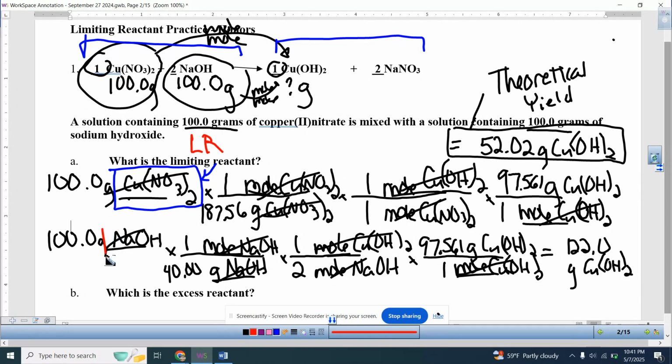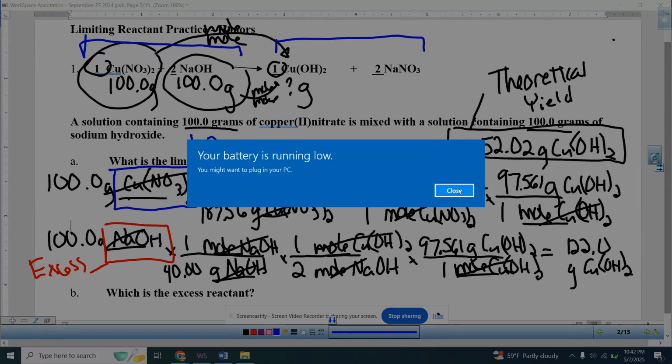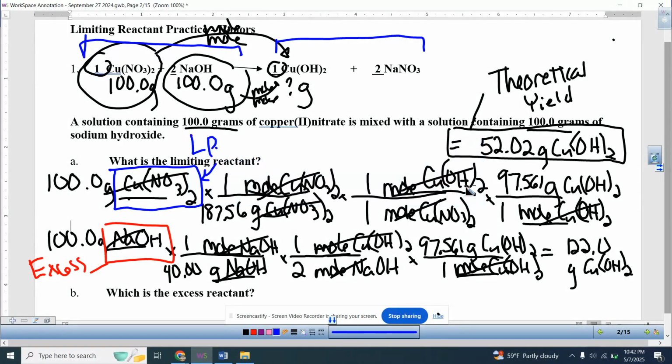All right, and then down here, the one that makes more is our excess reactant. We have more than enough of it. So this would be like our flour and our sugar in our cookie analogy. Okay, so now we have our theoretical yield, we have our limiting reactant labeled, and we have our excess reactant labeled.